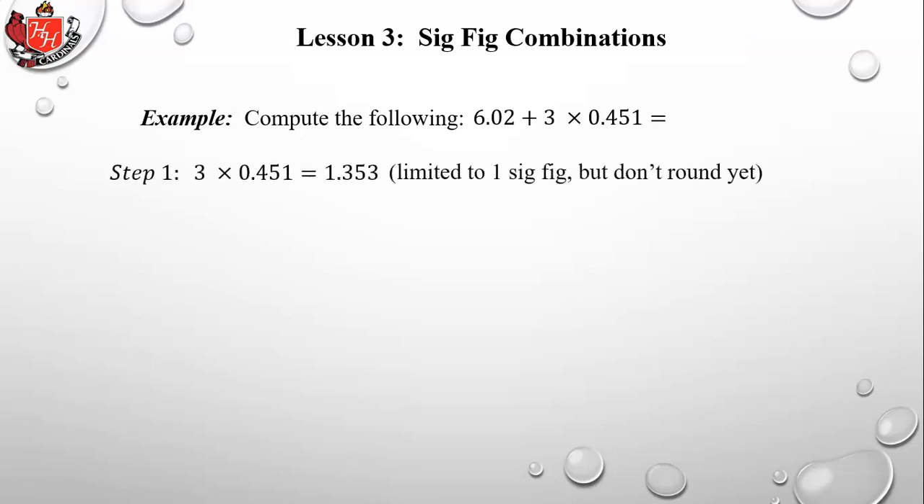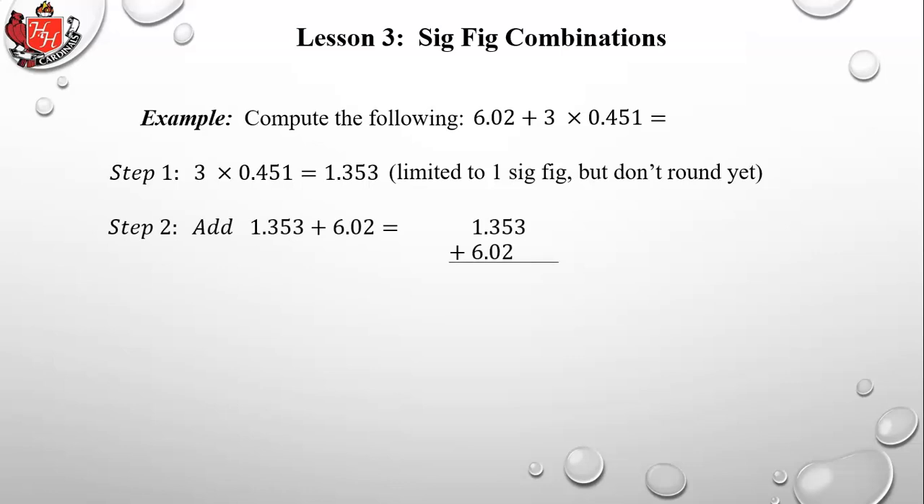So order of operations says you do the multiplication first. 3 times 0.415 gives you 1.351. However, that number has to be limited to 1 significant figure because of the number 3. But you don't round it yet. You leave it at 1.353.